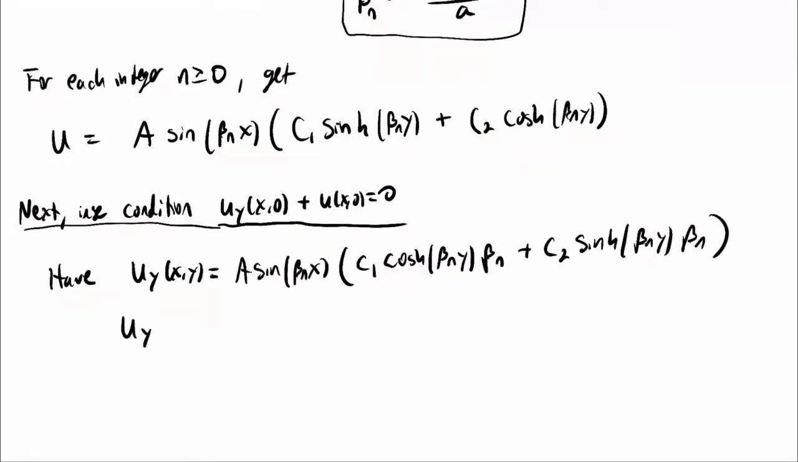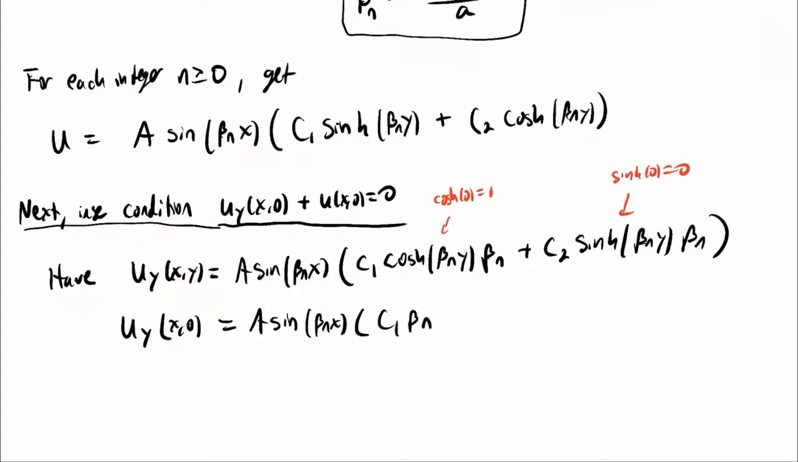And therefore, if I plug in y equals 0 to this derivative, I end up with a sine beta n x times, well, now remember that if y equals 0, hyperbolic cosine of 0 is 1, and hyperbolic sine of 0 is 0. So if I plug these in, I end up with c1 beta n, and that's it. Now, I've evaluated the first term here.